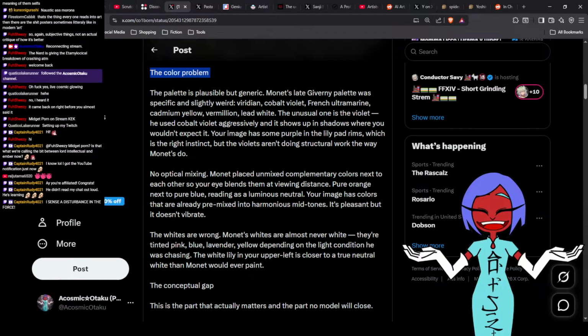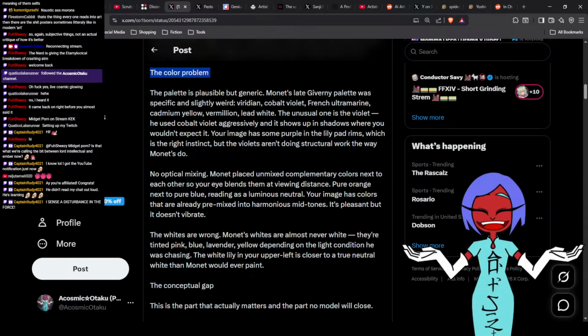The palette is plausible but generic. Monet's late Giverny palette was specific and slightly weird. Viridian, Cobalt Violet, French Ultramarine, Cadmium Yellow, Vermilion, Lead White. The unusual one is the Violet. He used Cobalt Violet aggressively, and it shows up in shadows where you wouldn't expect. Your image has some purple in the lily pad rims, which is the right instinct, but the violets aren't doing structural work the way Monet's do.